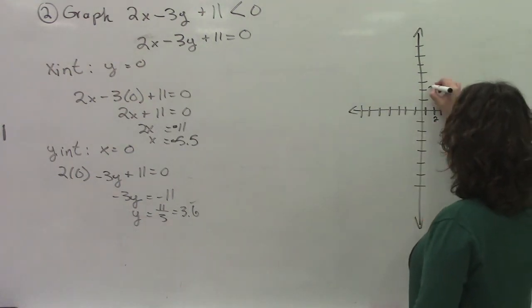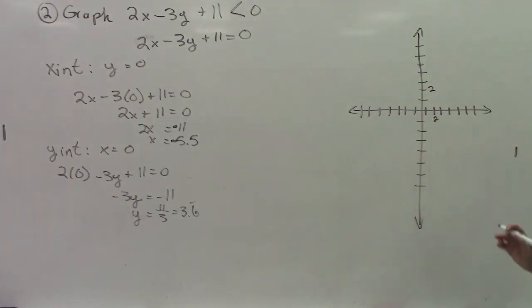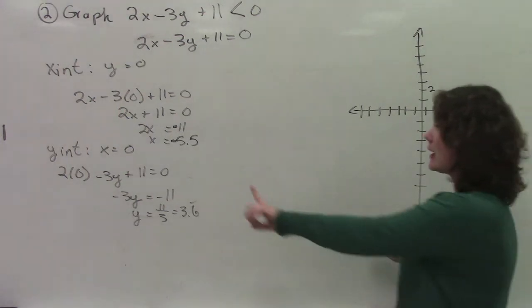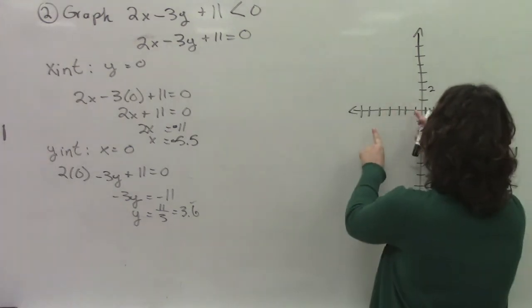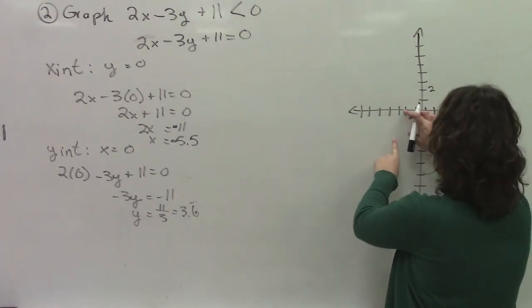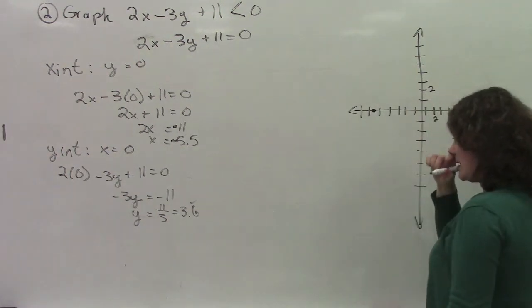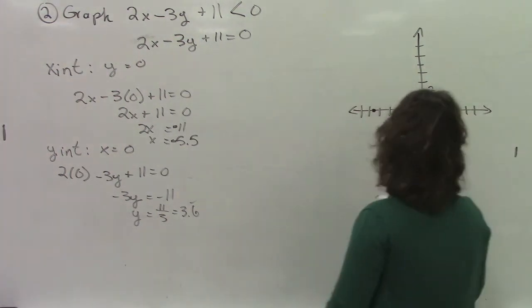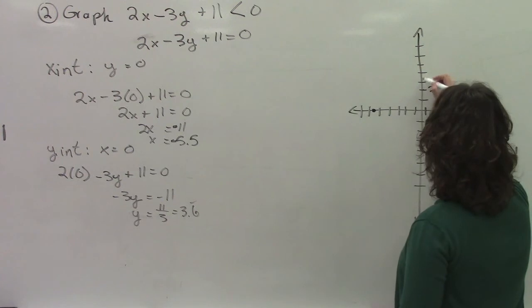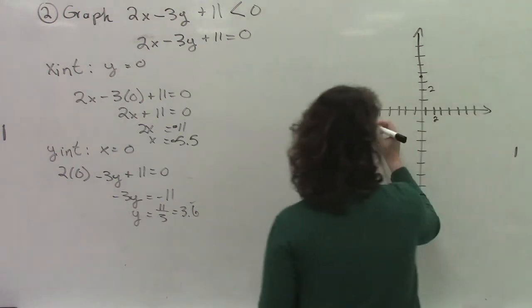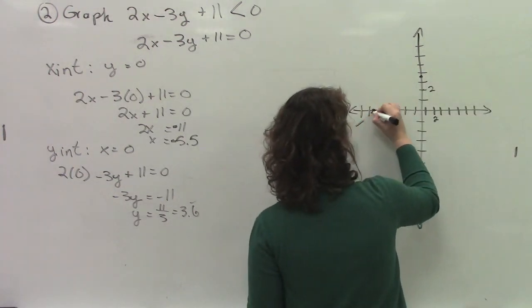So we have 2, just to let you know that every single tick mark is worth 1. So I'm going to say my x-intercept here is negative 5.5, 1, 2, 3, 4, 5 and a half. And this one right here is positive 3.6, 1, 2, 3, and approximately 2/3. So I'm going to hash that line.